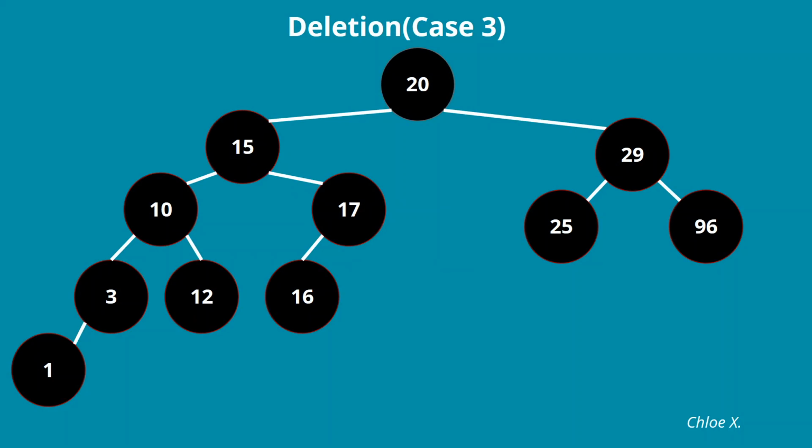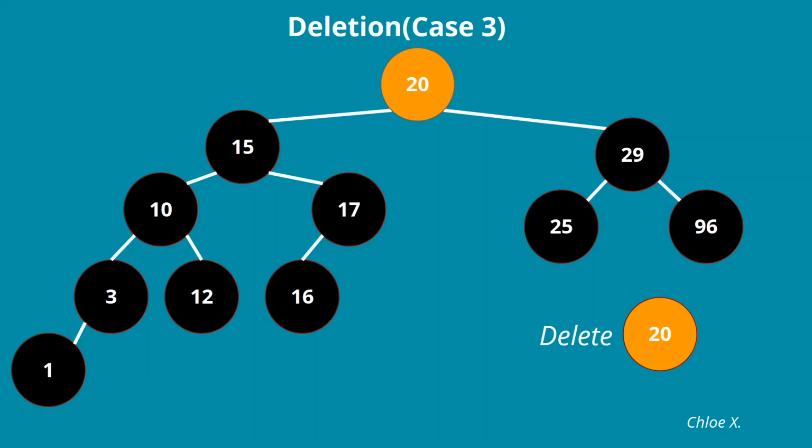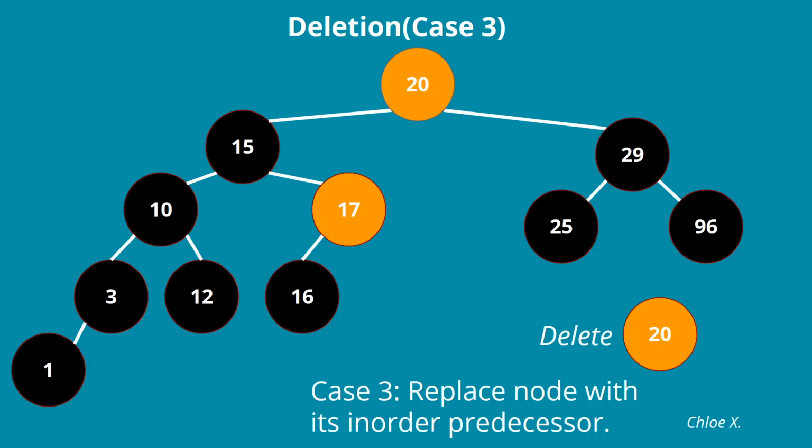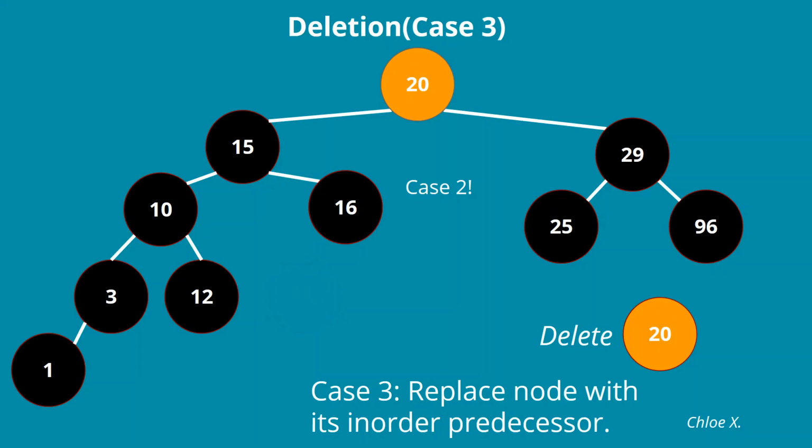Alright, let's do this one more time. We'll attempt to remove 20 again. 20 is the root, and to remove it, we need to find its in-order predecessor. Case 3. Now, to remove 17, notice it has one child. This is case 2, where we set parent's link to 16, skipping over 17 and removing it. And then we can set our root node, or the node that we wanted to remove, and replace it with 17. Voila, we've deleted 20 and replaced it with 17, its in-order predecessor, and I've also maintained ordering property by setting 15's right child to 16, 17's original child.